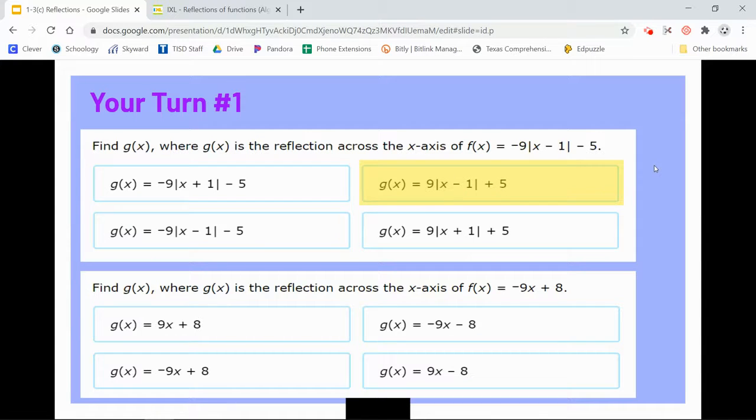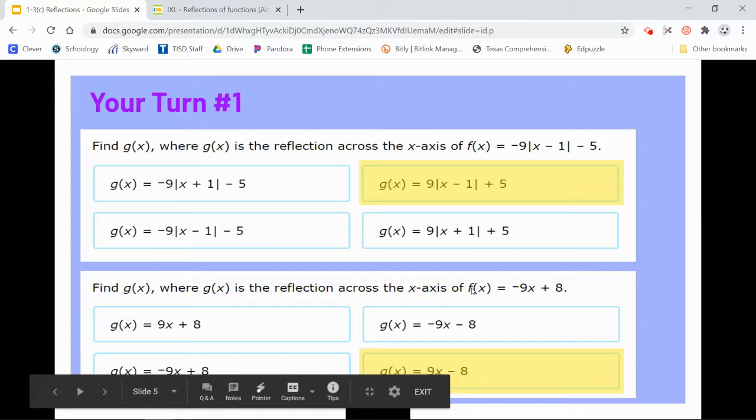Okay, the second problem: g of x is reflected across the x-axis. So f of x equals -9x plus 8. What is g of x? If you chose 9x minus 8, you'd be right. Again, it's negative times f of x. So negative times, put this all in parentheses, -9x plus 8. The negative becomes positive, the positive becomes negative, and that's how you would get that.